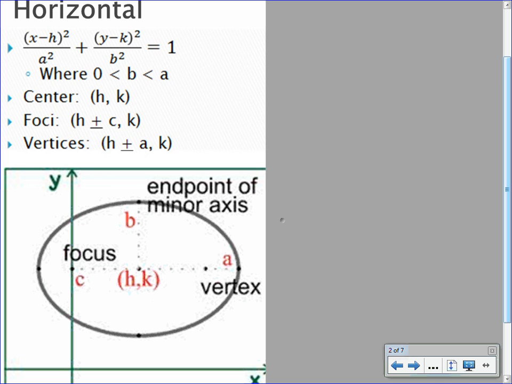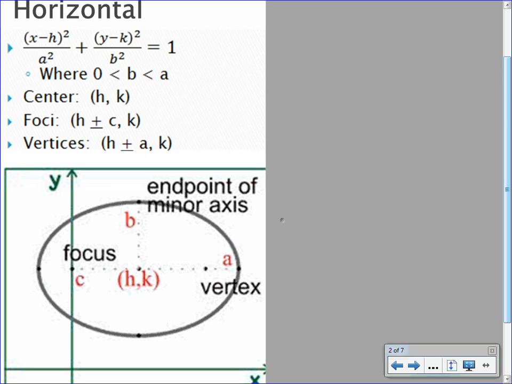So you'll notice that the bigger number is associated with x. X we think horizontal. That is how we know. Whatever the bigger number is with tells us what our major axis is. So our center, just like our vertex for our parabola, is at (h, k).